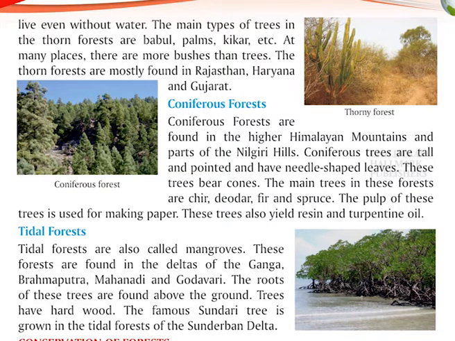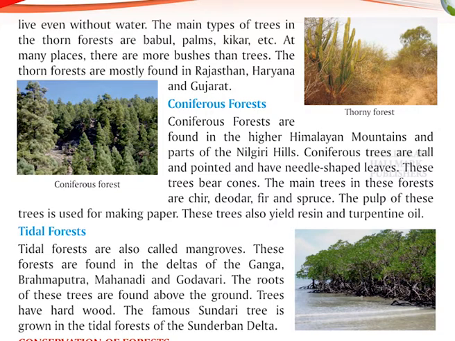Coniferous forests. Coniferous forests are found in the higher Himalayan mountains and part of the Nilgiri hills. Coniferous trees are tall and pointed and have needle-shaped leaves. These trees bear cones. The main trees in these forests are chir, deodar, fir, and spruce. The pulp of these trees is used for making paper. These trees also yield resin and turpentine oil.